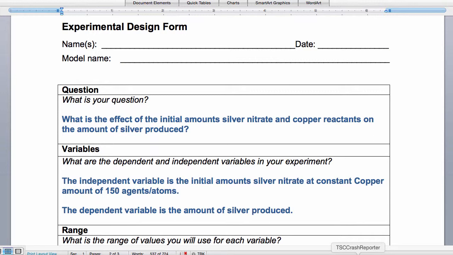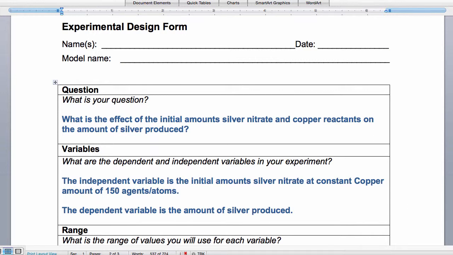My question here is, what is the effect of the initial amounts of silver nitrate and copper reactants on the amount of silver produced? You want to determine one independent variable and what is the dependent variable that you will measure. The independent variable that I'm going to look at and vary is the initial amount of silver nitrate at a constant amount of copper. The dependent variable is going to be measuring the amount of silver produced.